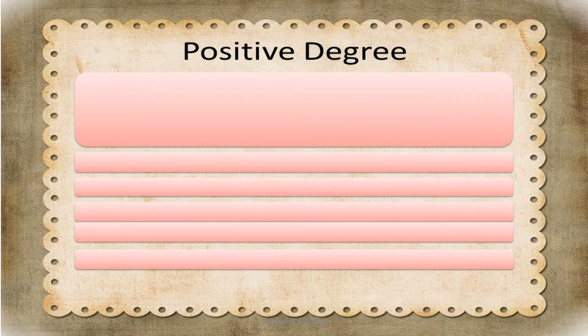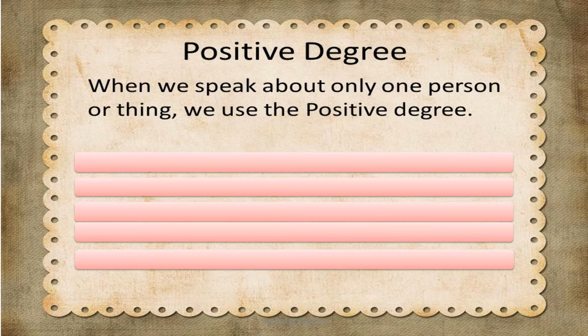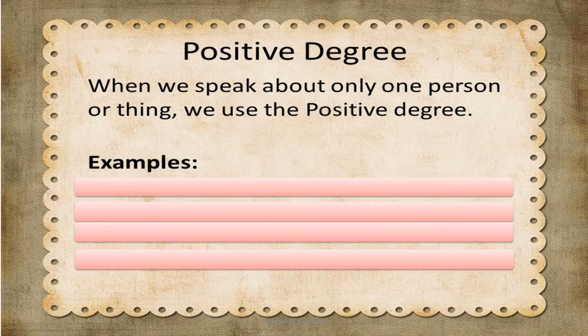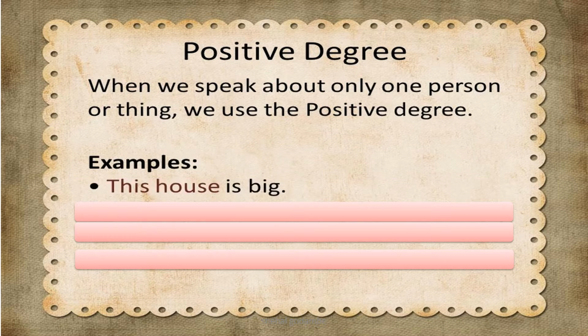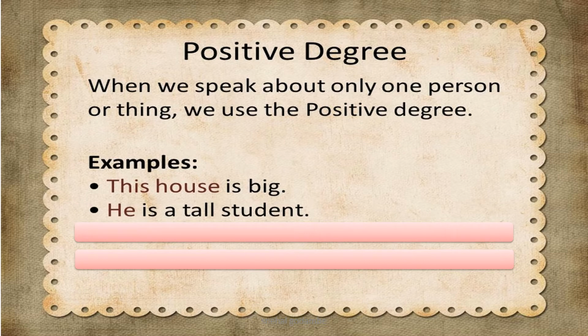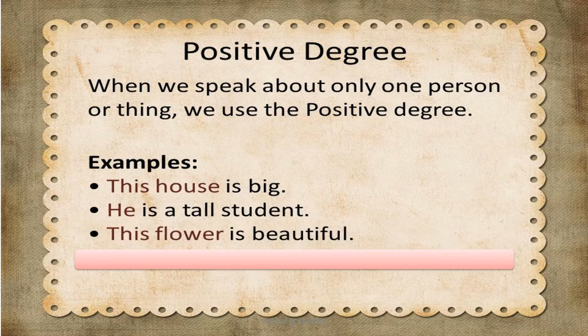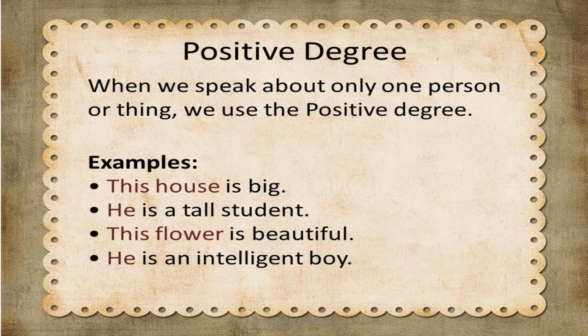Let's learn some more examples of positive degree. When we speak about only one person or thing, we use the positive degree. For example, this house is big. Here we are not comparing with any other house, but we are just talking about one house. Or, he is a tall student. We are not comparing him, but we are stating he is a tall student. This flower is beautiful. He is an intelligent boy. So all these examples show us that here we are talking about only one person or thing. Okay, is that clear?